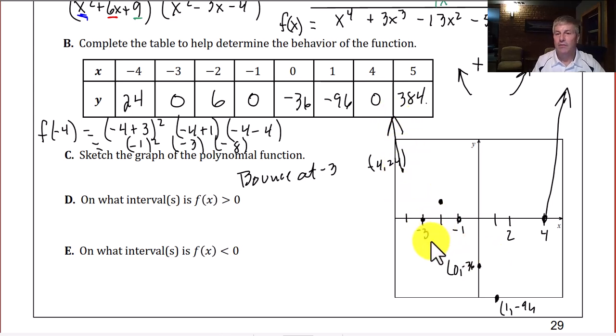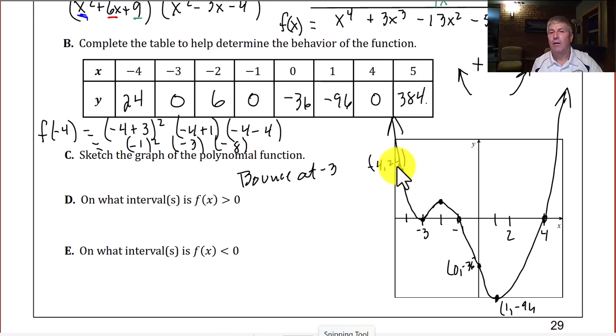And now we really are just connecting the dots. We've got to pass through all these points. So I'm going to have to pass through 1, negative 96. I'm going to have to pass through my y-intercept. My 0 at negative 1 is a single root, so I'm going to pass through. I've got this other point here that I didn't label. And negative 3 has a multiplicity of 2, so that's going to bounce. We're not going to pass through. We're going to bounce off that negative 3. And there is the graph of our function.